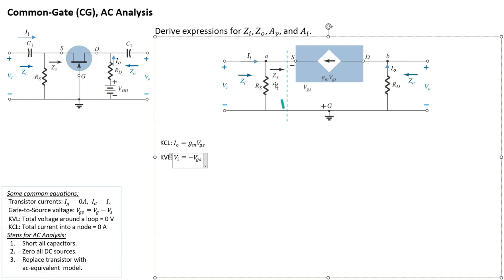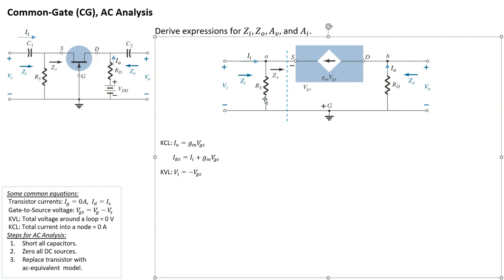Okay, so now let's go back to this part here. Again, this is part of KCL. I can write the current flowing down through RS, let me call it IRS, as equal to II plus GMVGS. That's what IRS is, the current flowing down through RS.